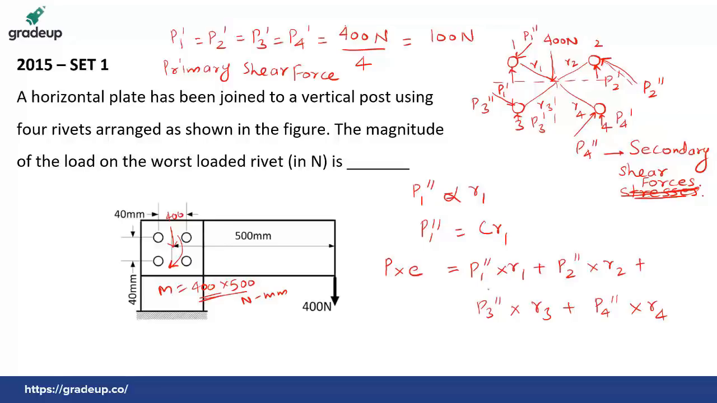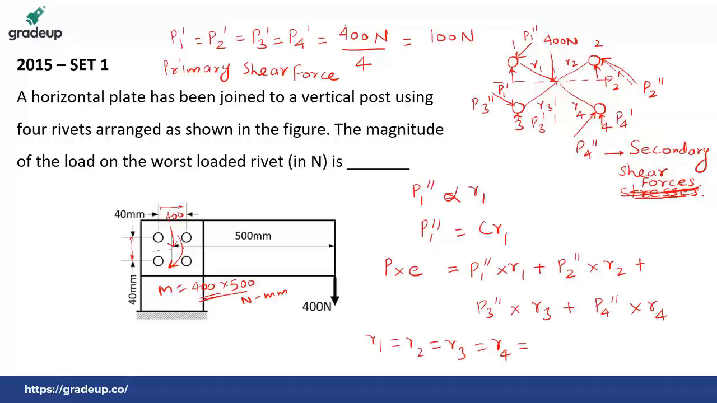Also we know that R1 is equal to R2 is equal to R3 is equal to R4 because of symmetry. And what is this value? This is also at 40 and this is also at 40. This part is also 40 and this part is also 40.